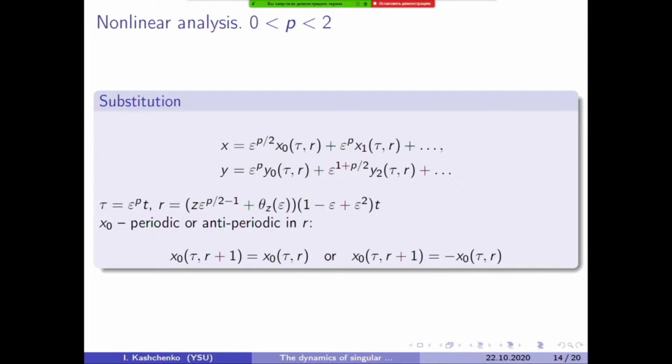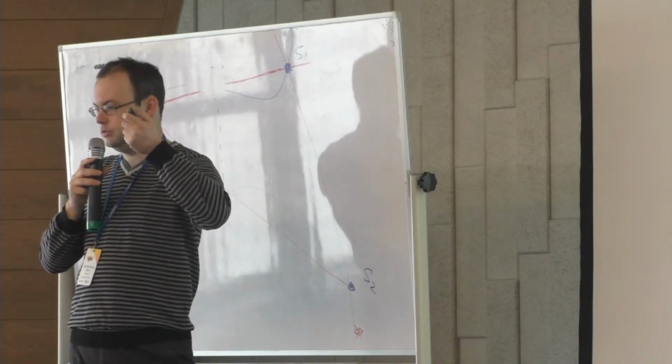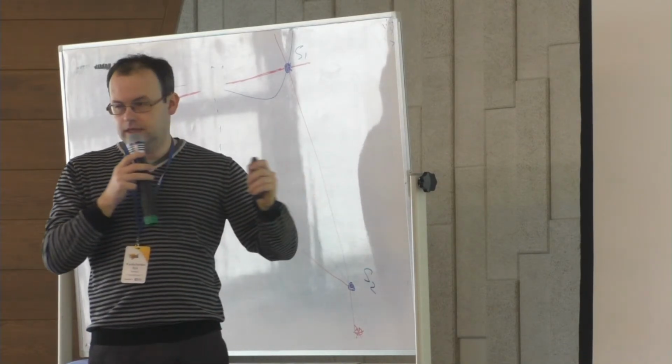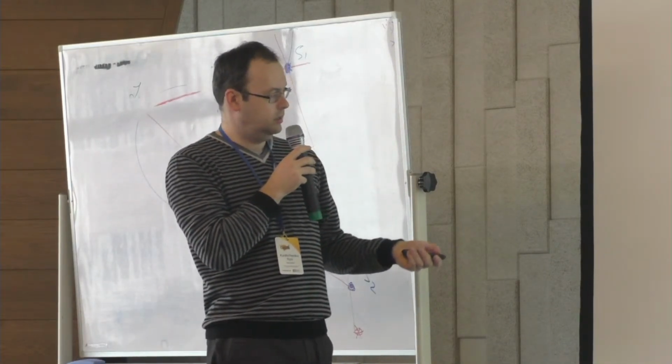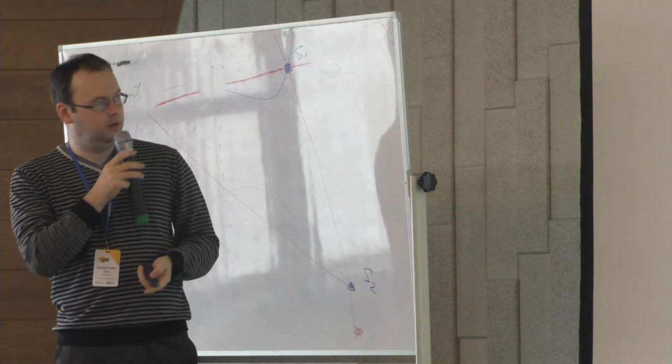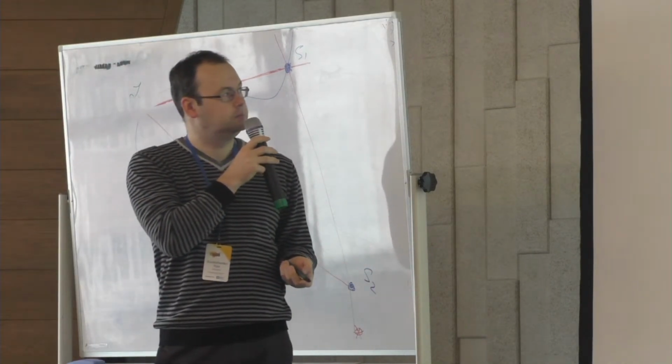If parameter p is less than 2, then we have a very similar substitution, but with another power of epsilon. Here we have other powers of epsilon, and the pseudo-spatial variable r is now large in t, so we have here z, our arbitrary parameter, and epsilon to a negative power. Again, x0 is periodic or anti-periodic in this pseudo-spatial variable.